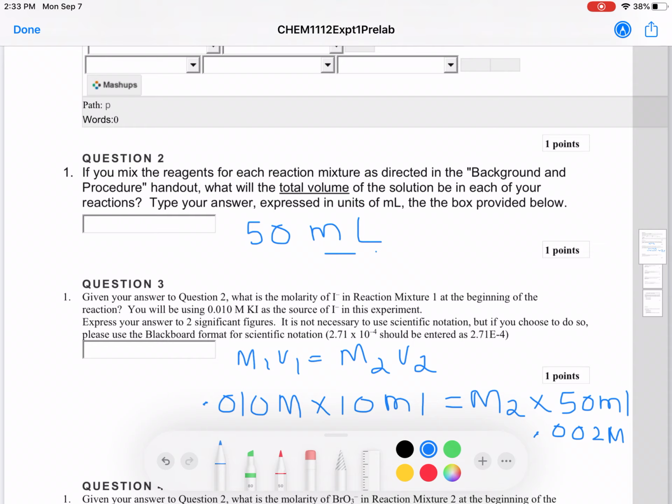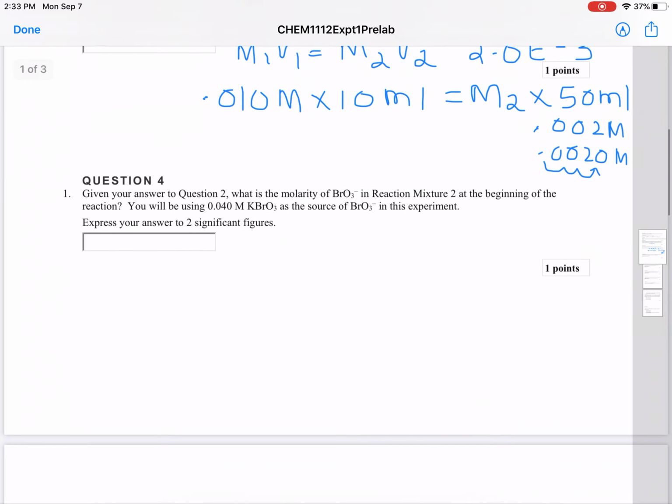Okay, express your answer to 2 significant figures. So then it should be 0.0020 molar. And if you are going to express it in exponential notation, it should be 2.0 e negative 3, like that. Okay, and question number 4.